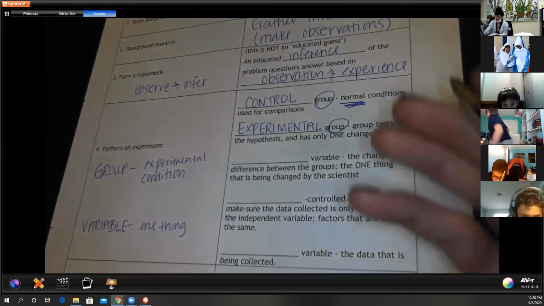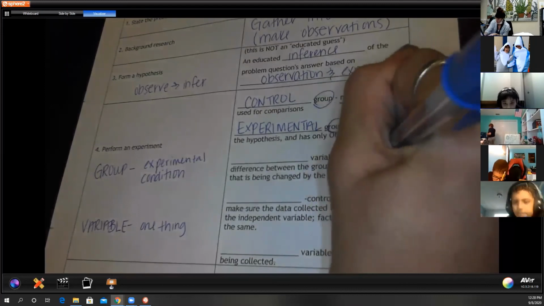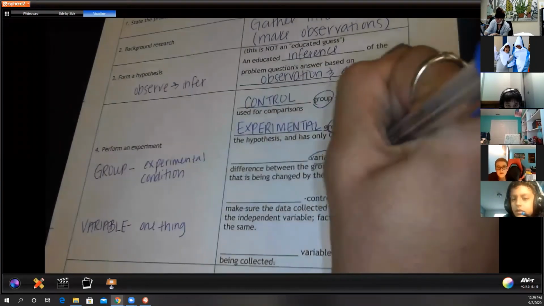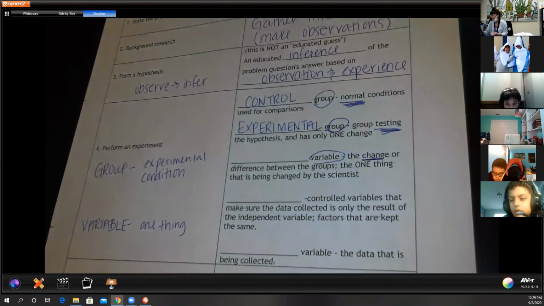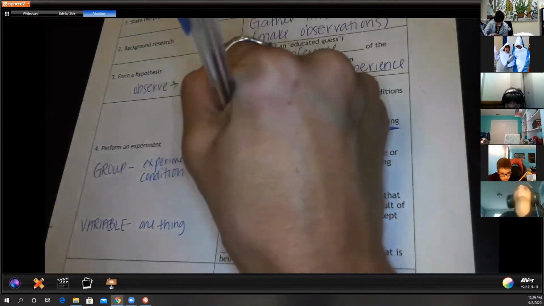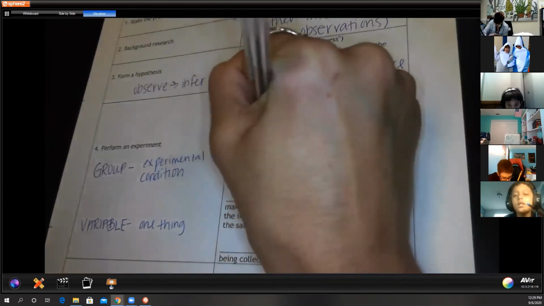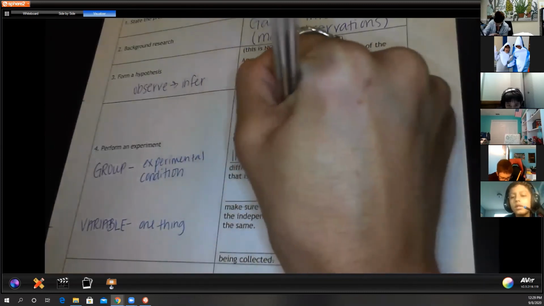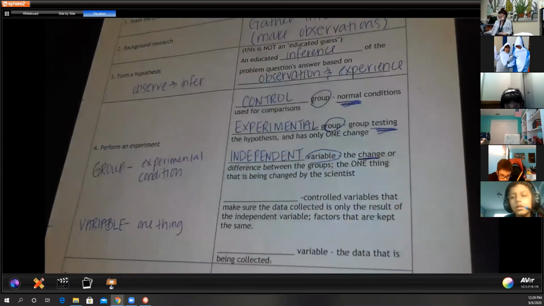What variable is the one thing that we change? What variable is the one thing that we change? Andrew is going to explode. Independent. The independent variable. You guys are rock stars today. I love it. I love it. And I really like having like all these critical thinking minds in here.